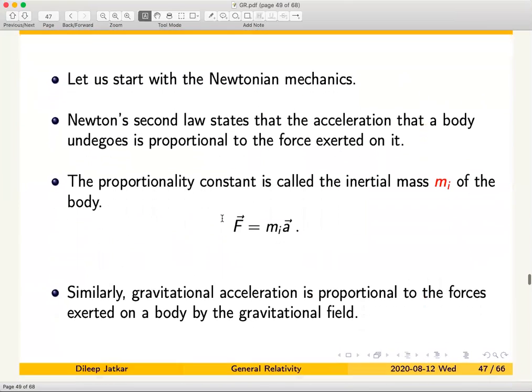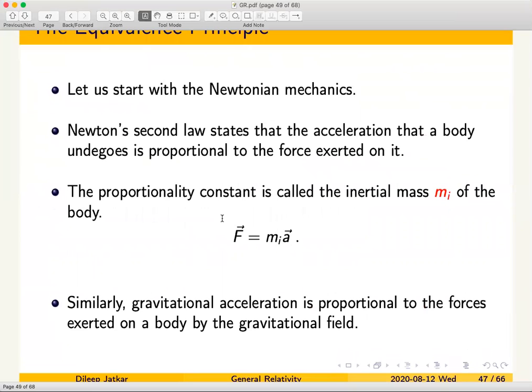So as I said, we will start with Newtonian mechanics. In Newtonian mechanics, Newton's second law states that the acceleration that a body experiences is proportional to the force exerted on the body. This is elementary stuff for all of us. And the law says that the constant of proportionality in this particular relation is what is called the inertial mass of the body.